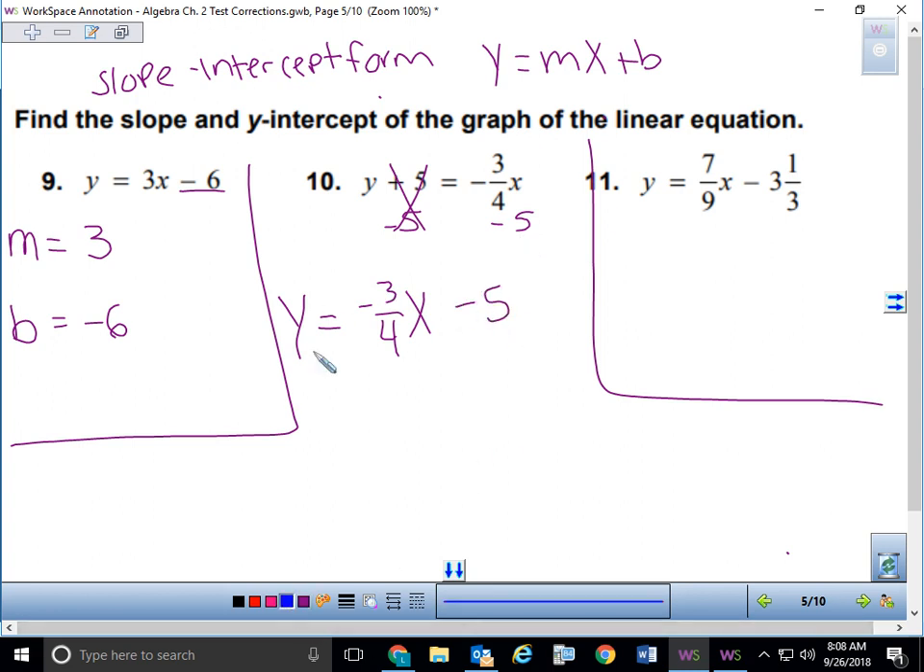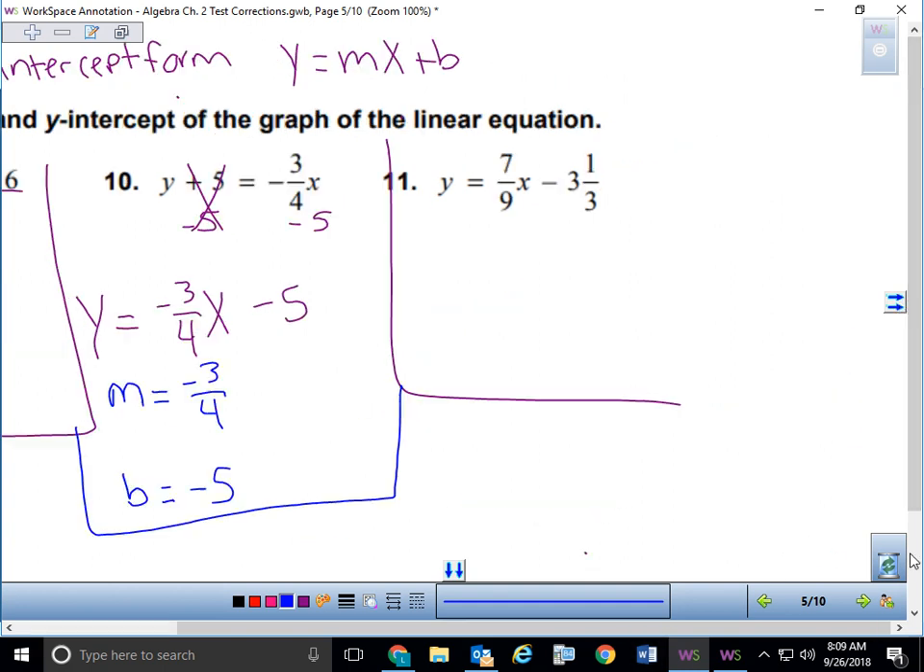So based off of this equation, now I have it in slope-intercept form, which tells me my slope is the number in front of x, which is -3/4, and my y-intercept is after my x, which is a constant, which is just -5. Not +5. If you said that, you made a mistake and you got points off.